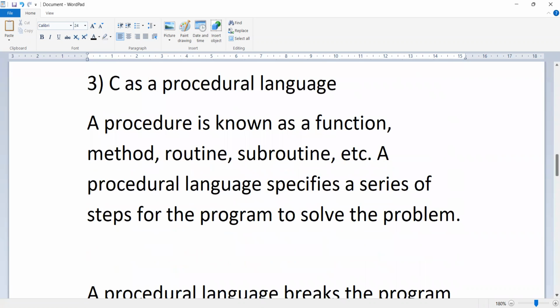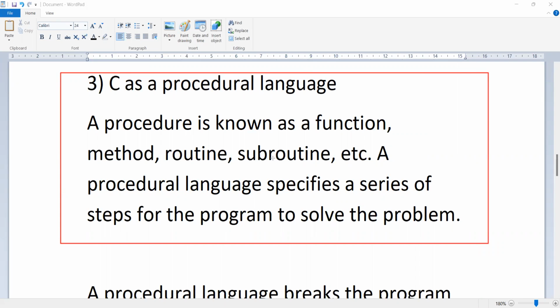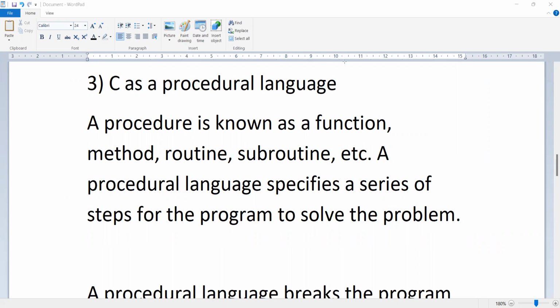Next, third feature is C as a procedural language. A procedure is known as a function, method, routine, subroutine, etc. A procedural language specifies a series of steps for the program to solve the problem. This is the third feature.